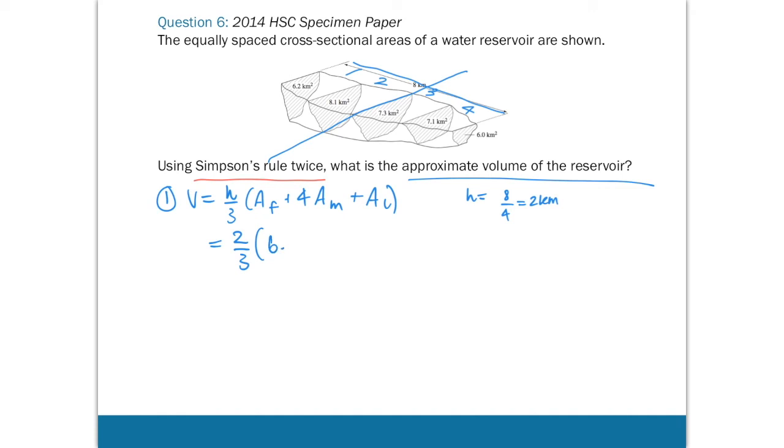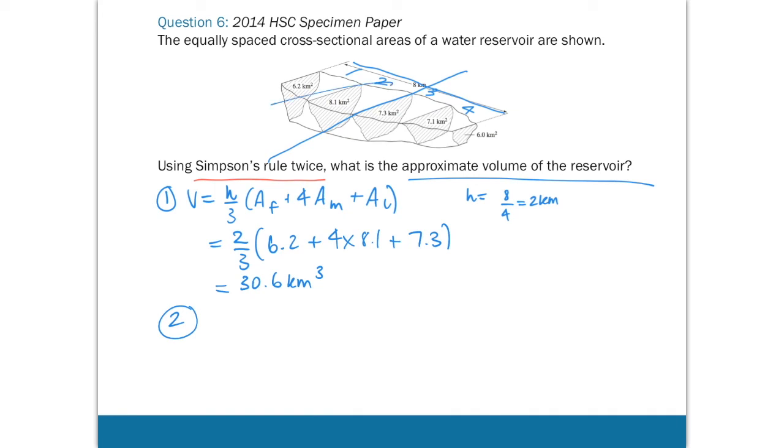So 6.2, plus 4 times the area of the middle, so 8.1, plus the area of the last end, so 7.3. Okay, and we put this into our calculator and we get 30.6 kilometers cubed, always cubed because we're in volume.